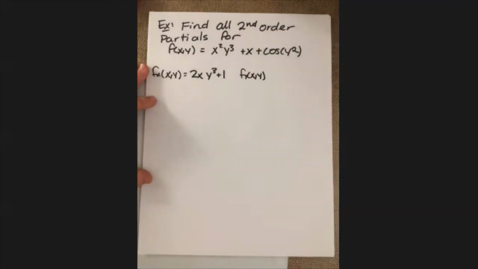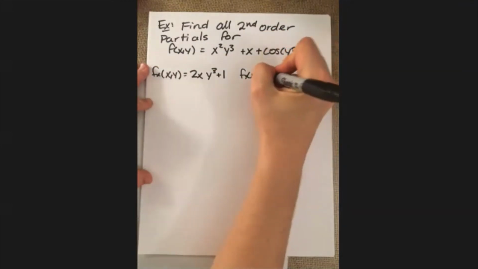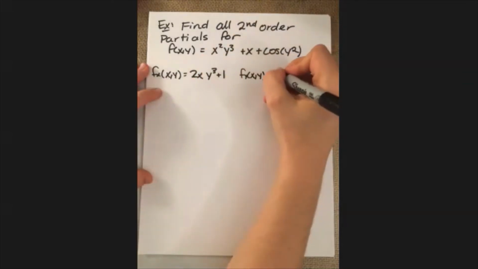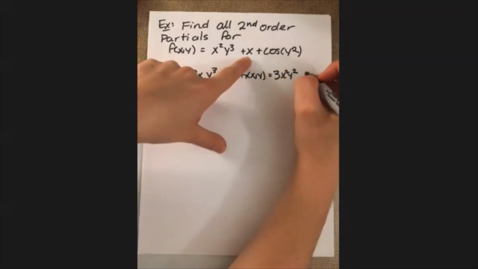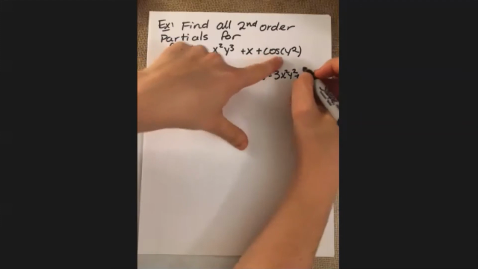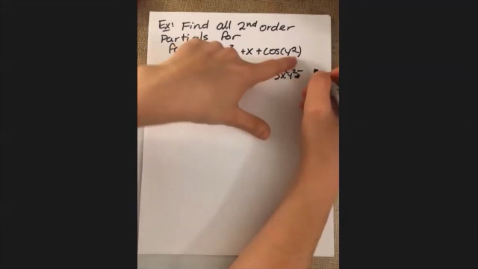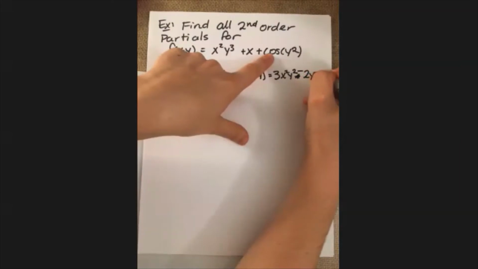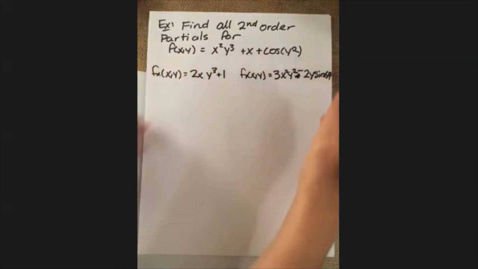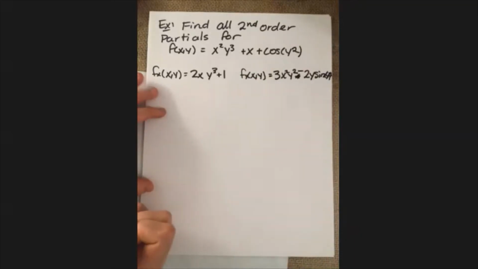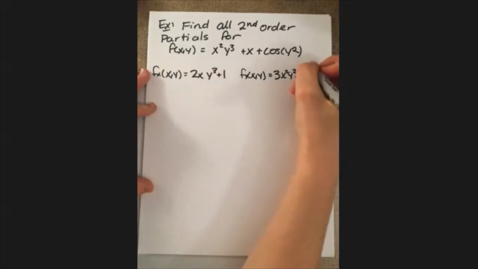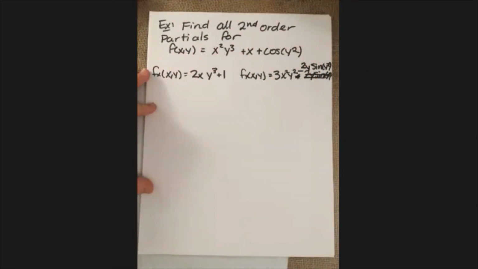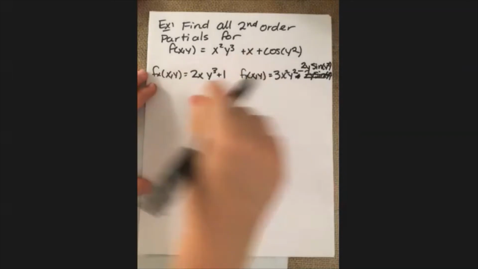Okay, so now we have the partial with respect to y instead. And this piece here, we're going to get 3x squared y squared, okay? And then this x is going to go away. And then right here, we're going to have to apply our chain rule. We're going to get minus 2y sine of y squared. Okay. That's not super legible. Minus 2y sine of y squared. There. Okay. So now all we have to do is take the other two derivatives of each of these.